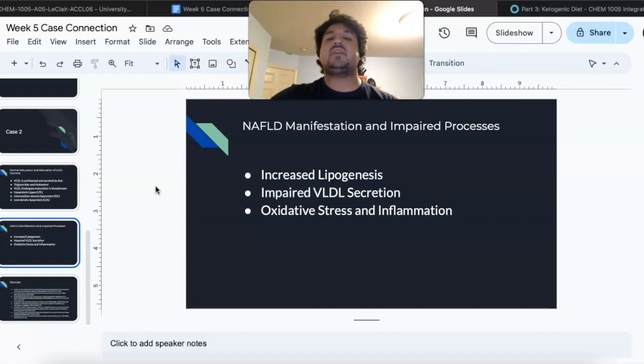And finally, there's oxidative stress and inflammation. Excess fat in the liver can lead to production of reactive oxygen species and oxidative stress, which can damage the liver cells and lead to inflammation. This inflammation can progress to non-alcoholic steatohepatitis, which is a more severe form of NAFLD that can result in fibrosis and cirrhosis.